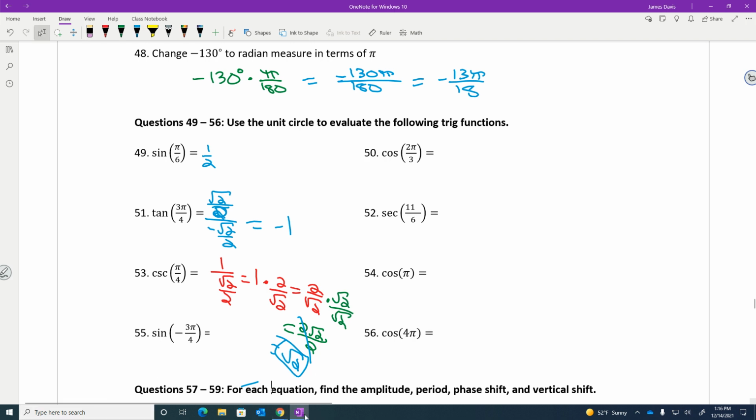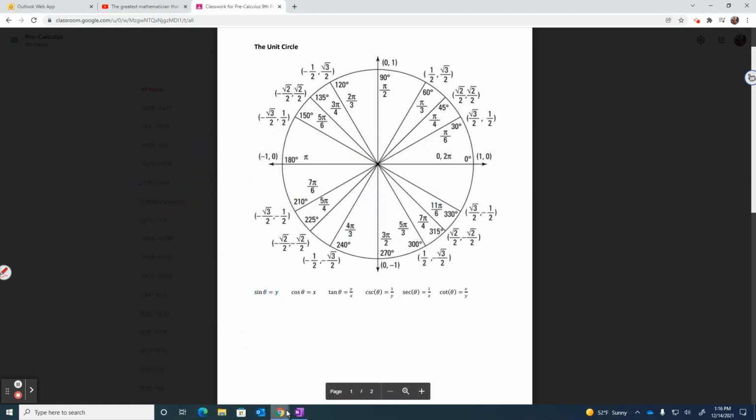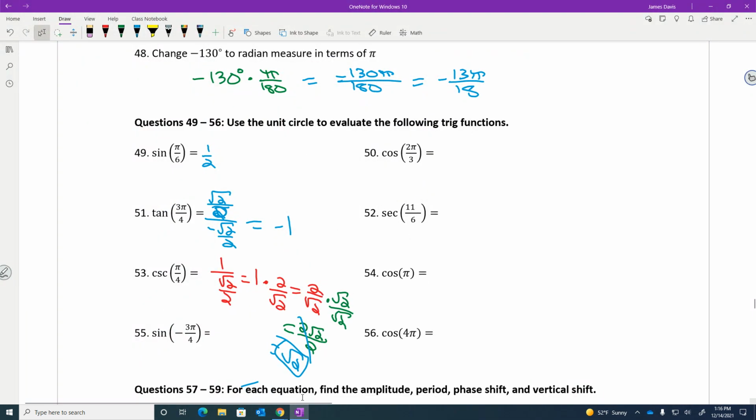And last one here, sine of negative 3 pi over 4. So remember, negative is backwards. So negative 3 pi over 4 would be right here. This one, the sine is going to be negative radical 2 over 2. So that's that.